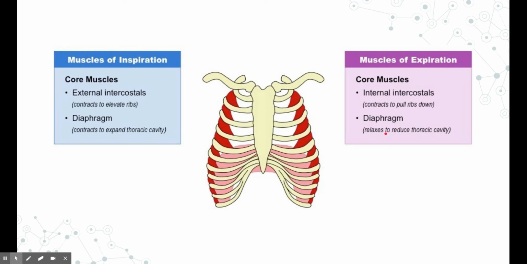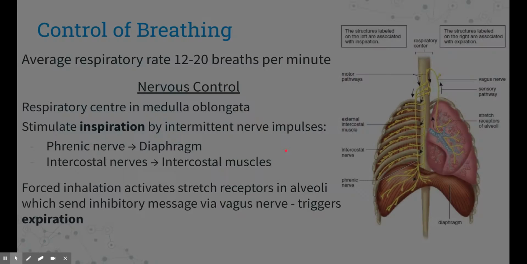Expiration is mostly a relaxation, just the reverse of inspiration. But there are internal intercostals, which are not shown in this diagram, but form this sort of middle section here, closer to the sternum. And those can contract and force the ribs down to push air out of the lungs.